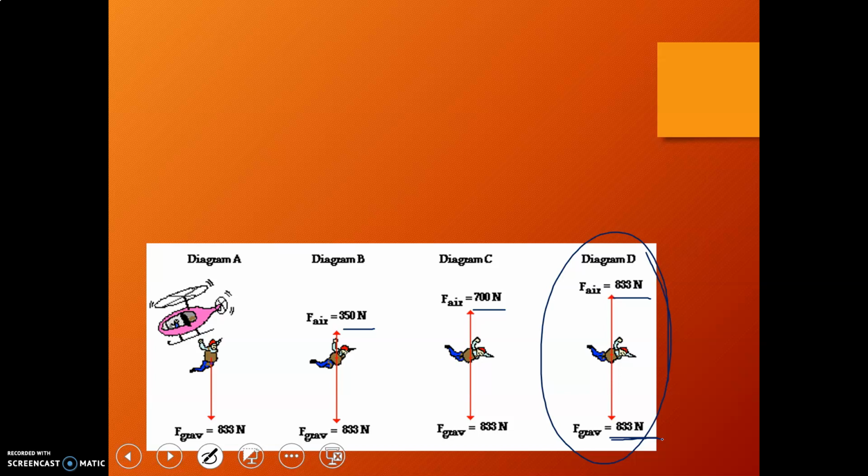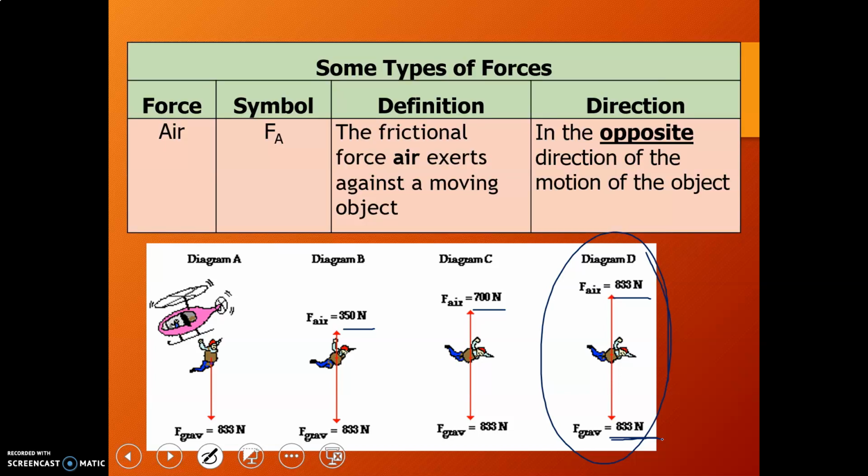So air resistance continues to become greater as you fall. You can actually increase air resistance by adding parachutes. So air resistance is one of our types of forces. The symbol that we're going to be using when we draw it and label it on a free body diagram is Fa. It's a frictional force that air exerts against a moving object. So a type of friction, but it's with air, not with surfaces. It is opposite to the direction of the motion of the object. So if the person is falling downward, notice how the air resistance is going upward.